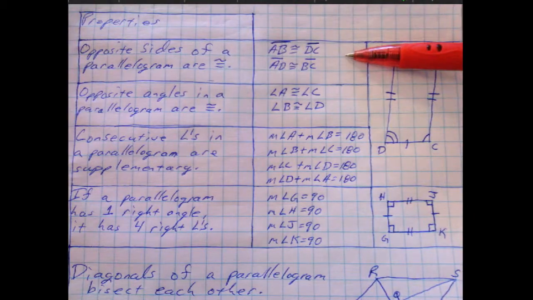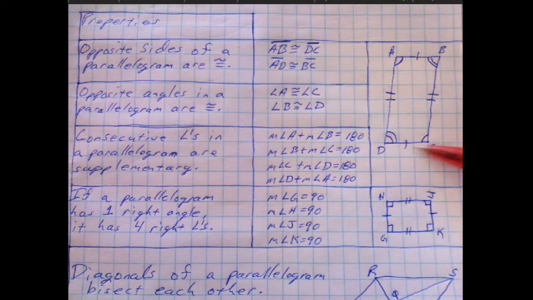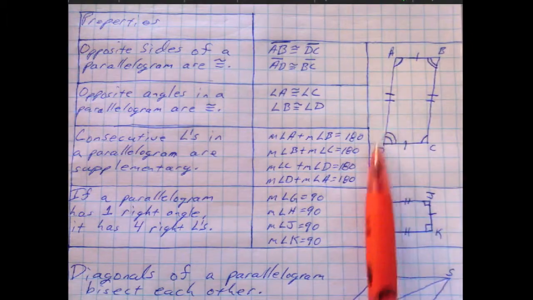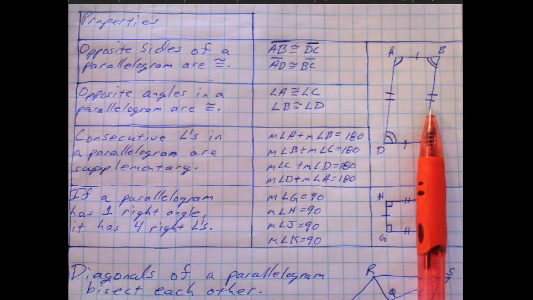So that would be AB, which is AB here, and DC. So the opposite sides are congruent. They are the same length. So then we also have AD, which is this side, and BC, this side, which are congruent.